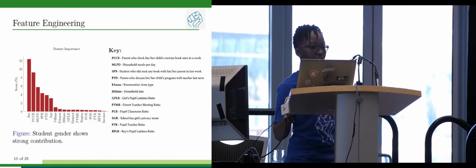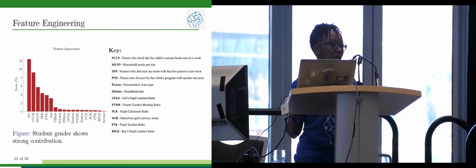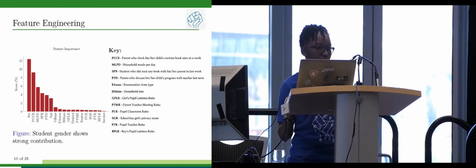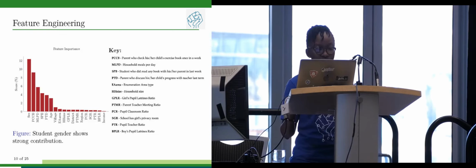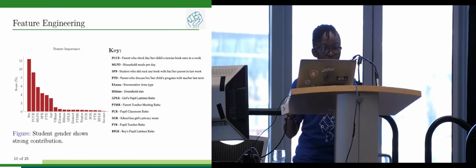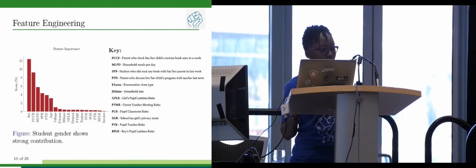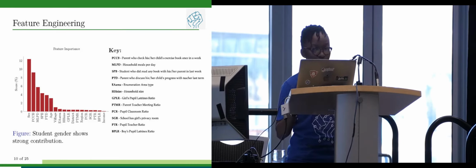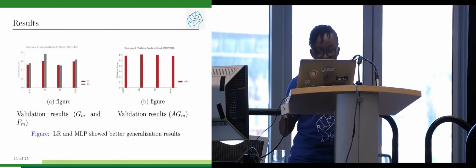Coming to the results, for the feature engineering experiment, the aim was to check which features show high contribution to the dropout prediction, and we computed permutation feature importance scores. We observed that student gender shows the highest contribution to the dropout prediction, followed by other features such as whether a parent checks the child's book, meals per day, whether a student reads books with a parent, whether a parent discusses the child's progress with the teacher, and student age. So those are the 6 well-performing features which show high significance to the dropout prediction.